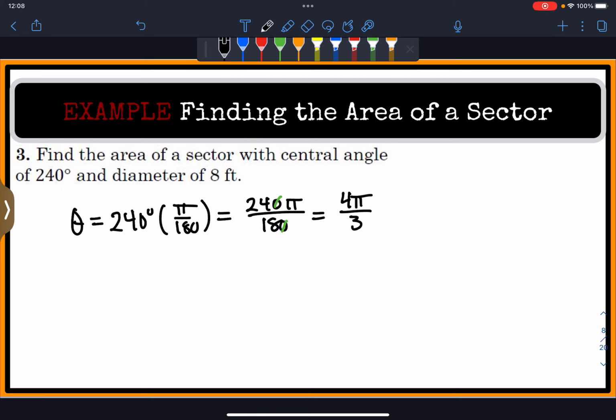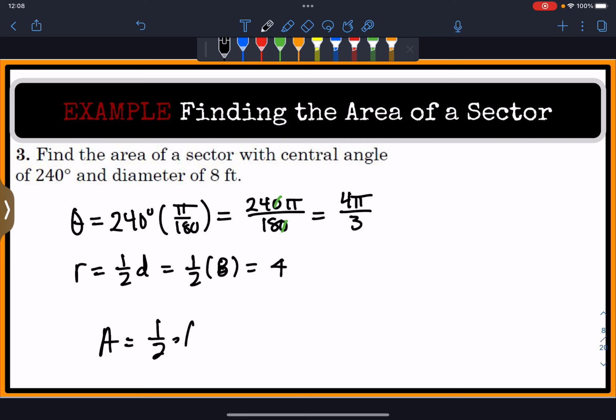So 4 pi over 3. So this reduces to 4 pi over 3, and our radius is half our diameter. And since our diameter is 8, half of 8 is 4. So we're going to get our area by multiplying half times 4 pi over 3 times 4 to the second power. And let's see what we get.